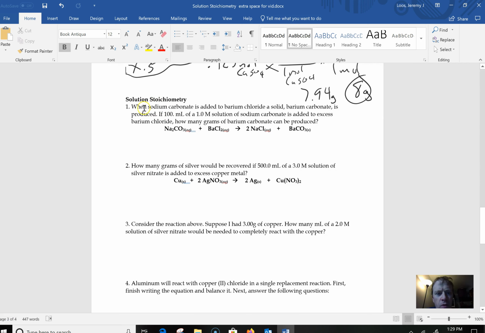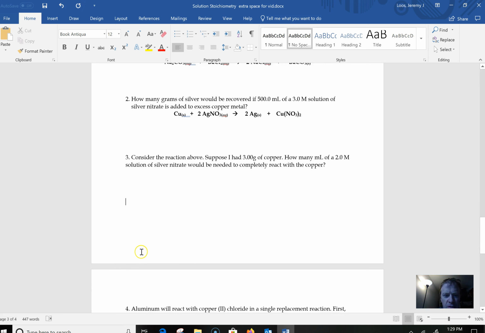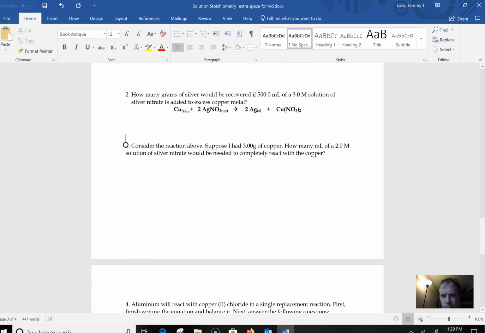So the page following the ones that I've just been working on is this page. It says solution stoichiometry. There are a few selected problems. One I want to do is I want to do this one because that one is a little different than the ones that we've done before. Question 3 uses this question right here, so it uses the same chemical equation. I'm going to give myself a little bit more room here.